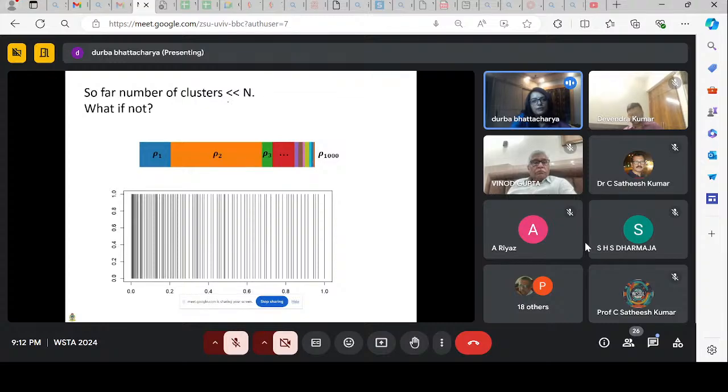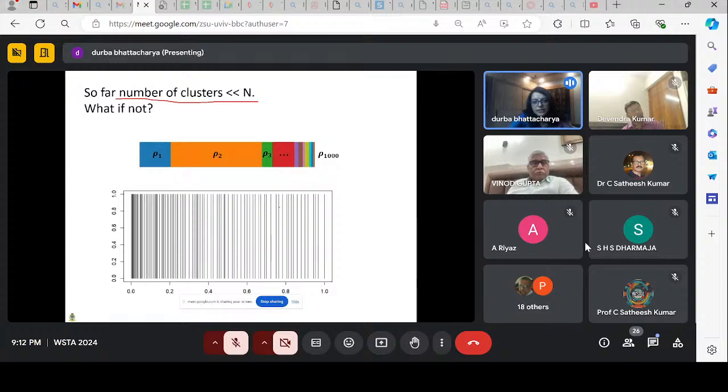So far, in whatever examples we have considered, the number of clusters was much less than the number of observations. So what if this is not the case? Like in the case of species modeling, where a new species is being discovered every week. In such cases, we have no prior idea about how many clusters will be there in advance.